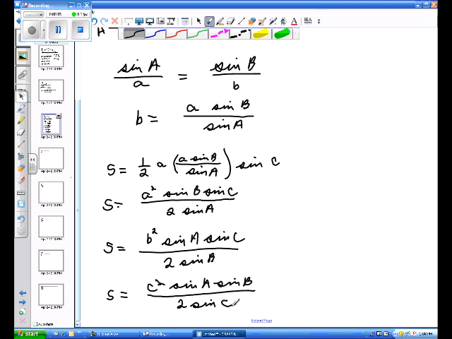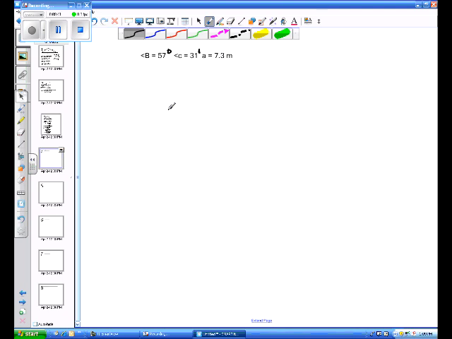So in this case, we know two angles and the included side. Now, that may not be what we're given, but we can always find the third angle. So we use the two angles and the included side, and it's the side squared times the product of the sines of the two adjacent angles, divided by twice the sine of the opposite angle. Okay, let's look at a problem where we would use that.